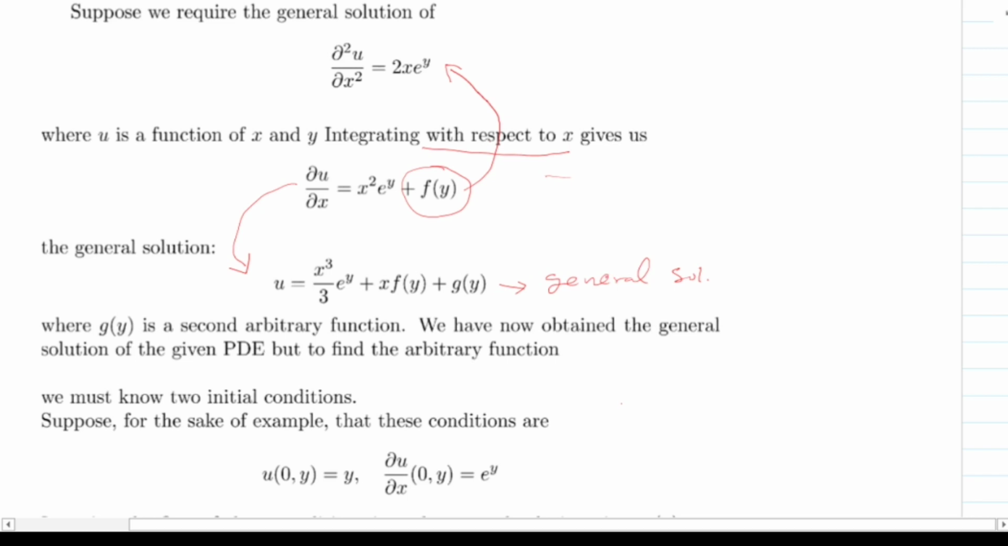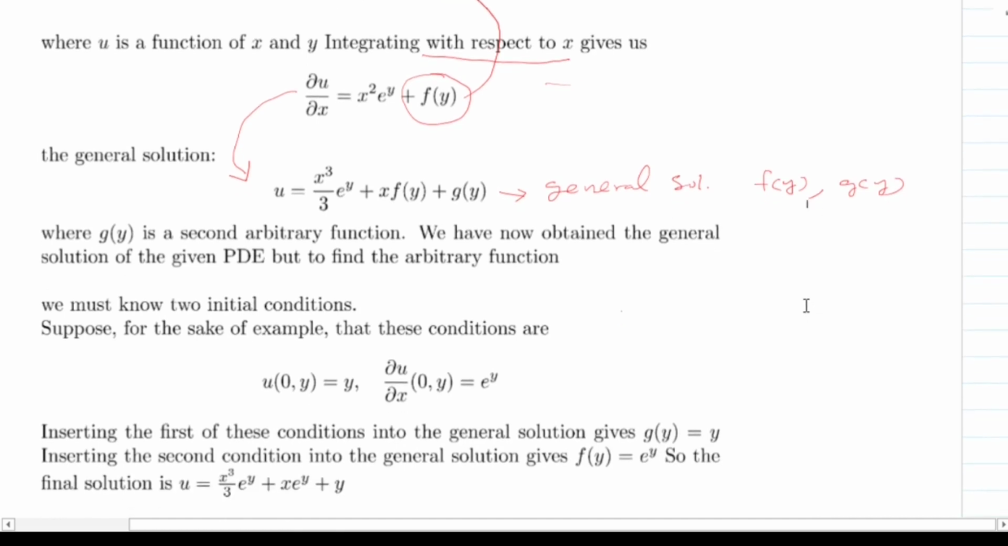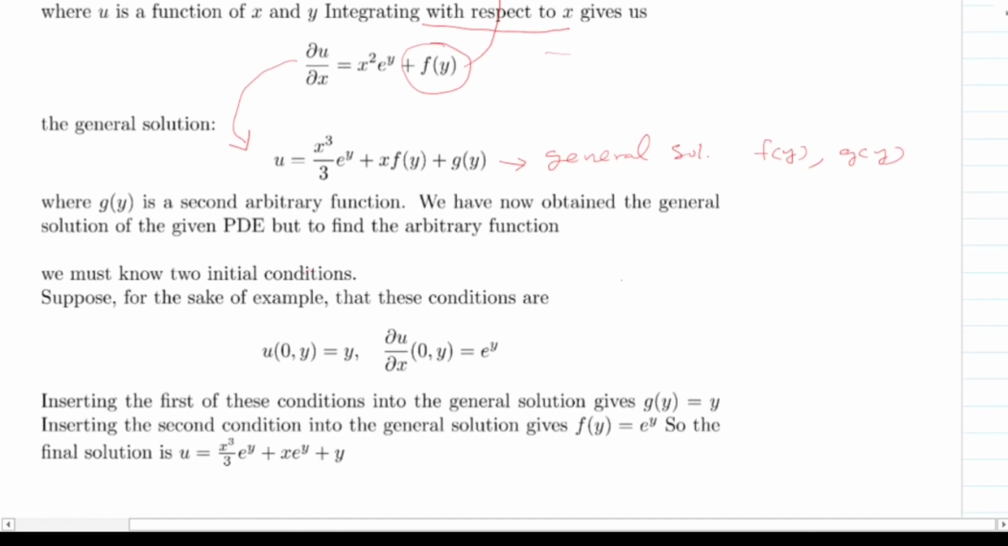Now to get the precise, exact, or unique solution, we have to find the arbitrary functions f of y and g of y. For that we need some conditions, which are called initial conditions. Suppose we have the first initial condition, u(0, y) = y, and ∂u/∂x of u(0, y) = e^y.